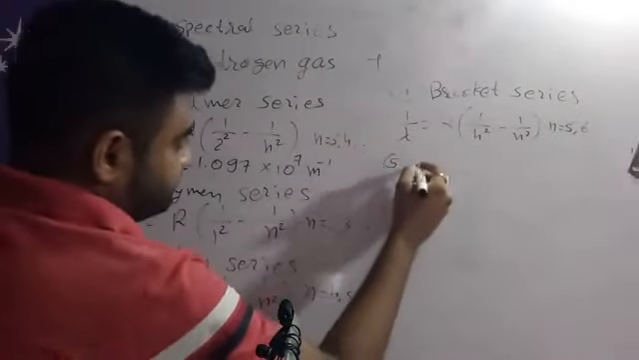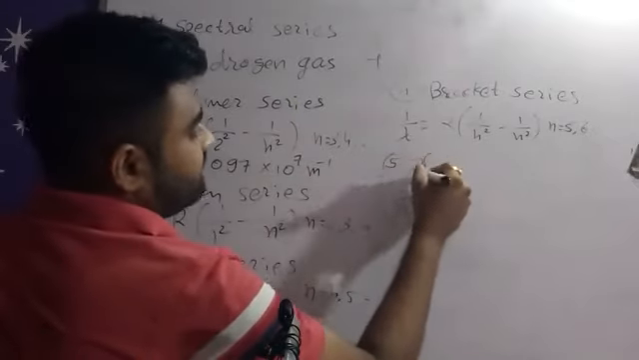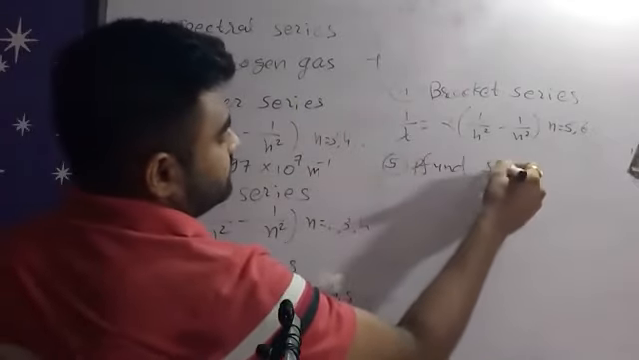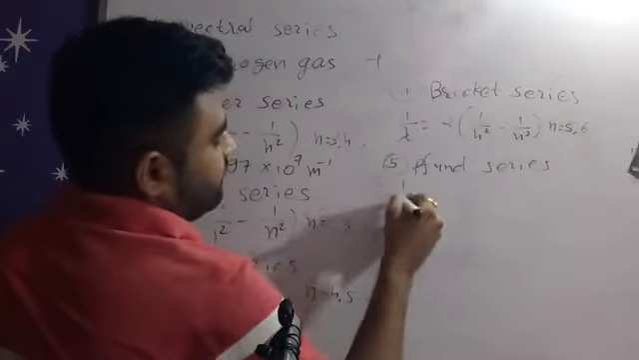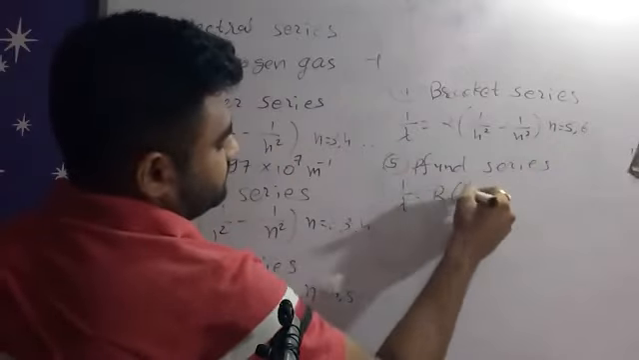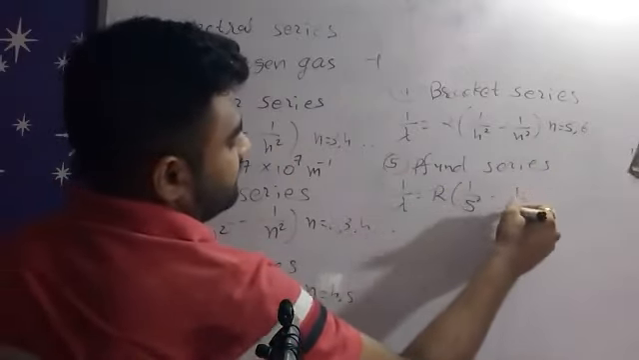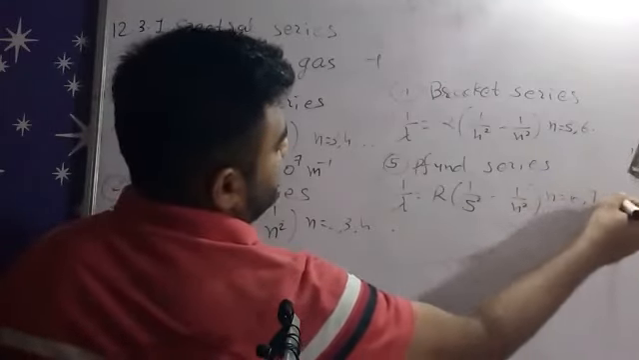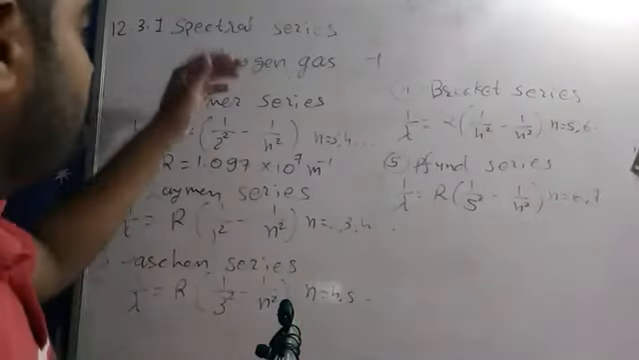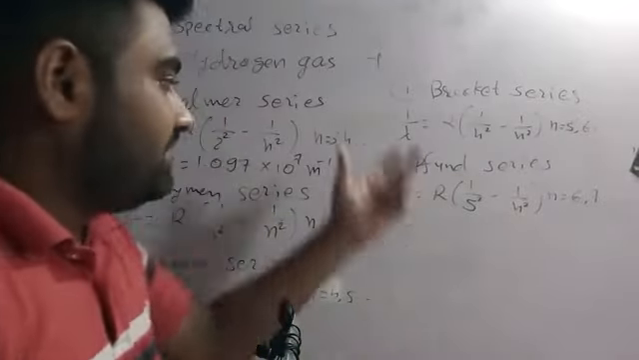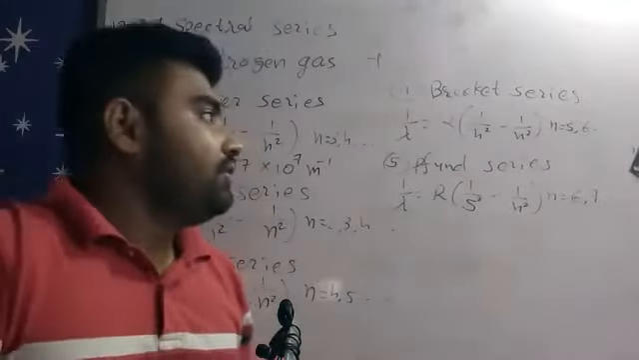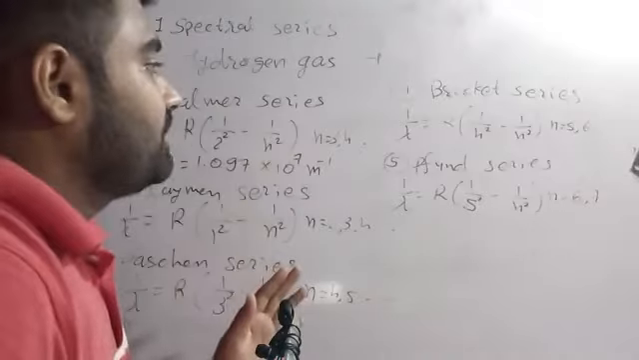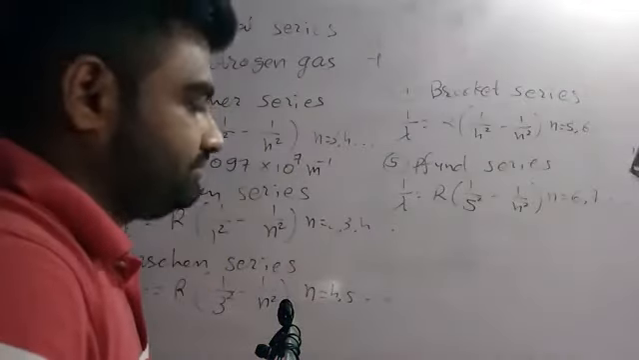Then fifth is the Pfund series. In the Pfund series, 1 upon lambda is equal to R into 1 upon 5 square minus 1 upon n square, and n is greater than 5, that is 6, 7, 8. So we have all the series from 1 to 5 for hydrogen gas.